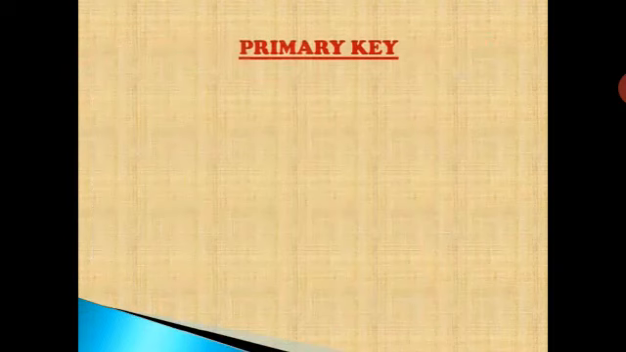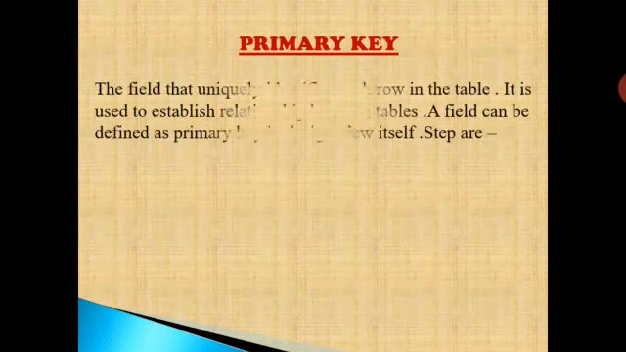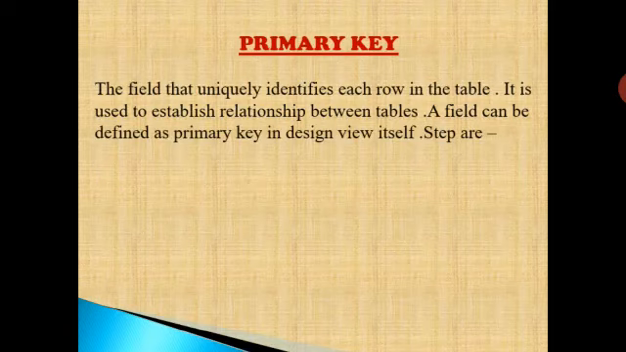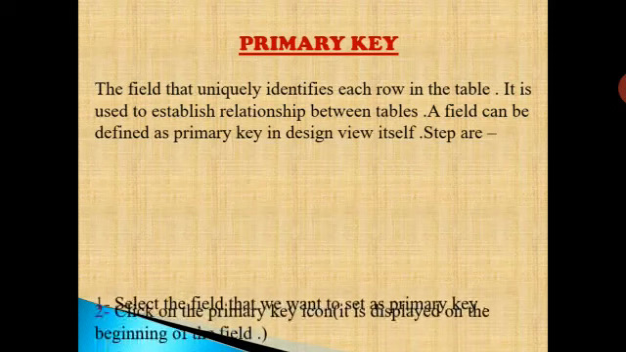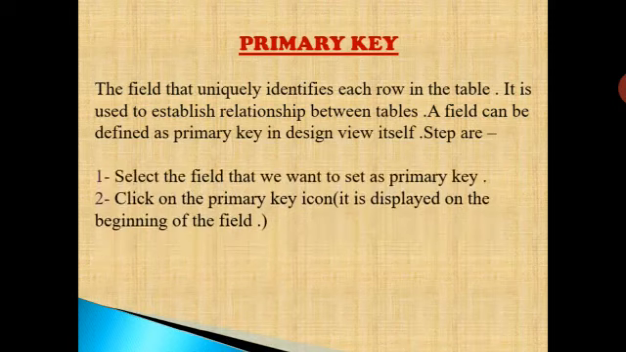Now in the next, what is a primary key? It is the field that uniquely identifies each row in the table. It is used to establish relationships between tables. A field can be defined as a primary key in design view itself. Steps are: select the field that we want to set as a primary key. Click on the primary key icon. It is displayed at the beginning of the field.